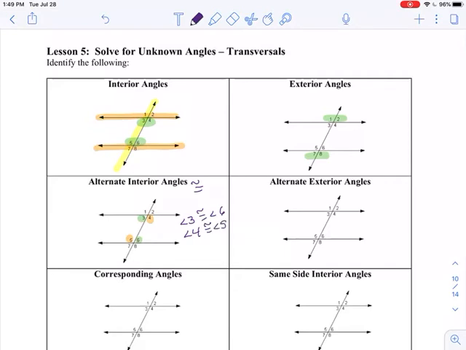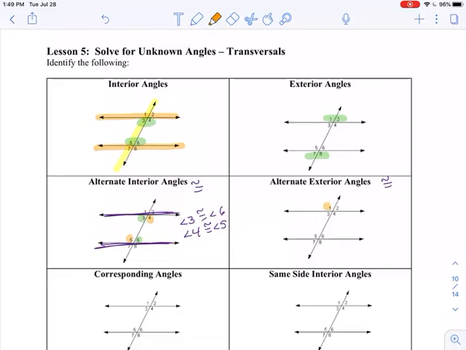So they're interior, they're between the parallel lines, right? If these are my parallel lines here and here, they're in between my parallel lines. They're interior, but they're on opposite sides of that transversal. Okay? On the right, I have alternate exterior angles. They also are congruent to each other.